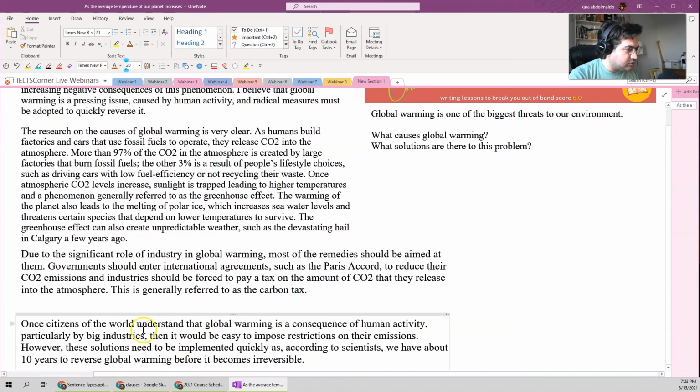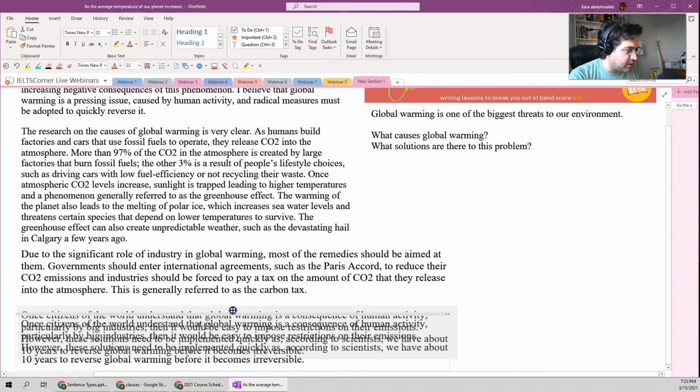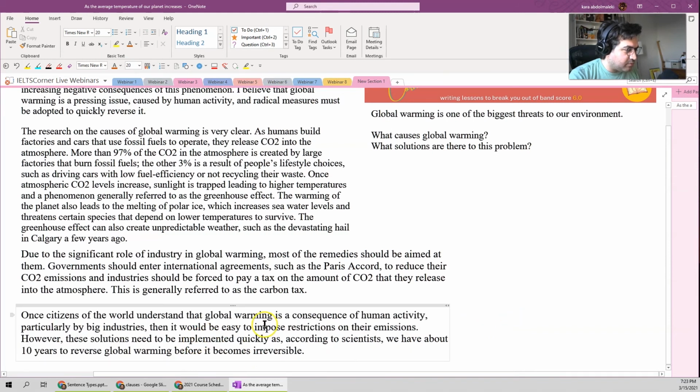So, once citizens of the world understand that global warming is a consequence of human activity, particularly by big industries, then it would be easy to impose restrictions on their emissions. However, these solutions need to be implemented quickly as, according to scientists, we have about 10 years to reverse global warming before it becomes irreversible.